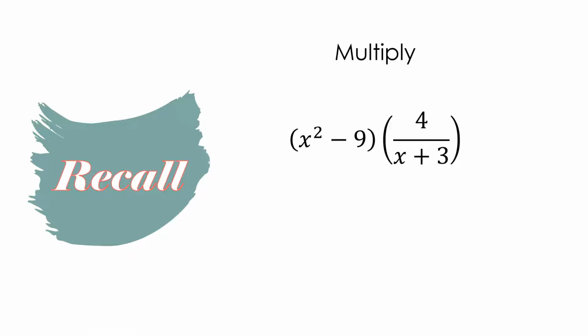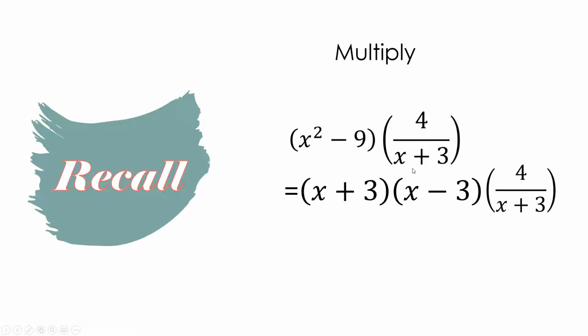So let's try to factor x squared minus 9. The factor of that is the difference of two squares. We have x plus 3 and x minus 3. If we multiply x plus 3 and x minus 3, the answer is x squared minus 9. Another, is this factorable? I guess that's already in the simplest form. So let's just copy the 4 over x plus 3.